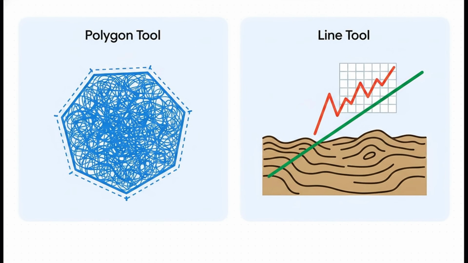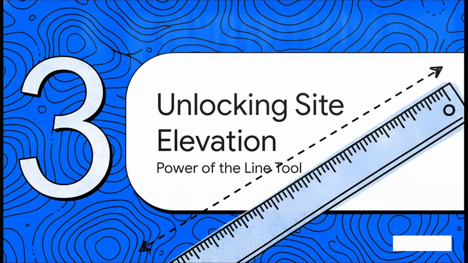Real quick, before we move on, we need to clarify a vital software distinction to prevent any headaches later. The polygon tool is fantastic, for sure, but it only provides area and perimeter data. The line tool, on the other hand, provides distance, bearing, and a dynamic elevation profile. And actually, that distinction sets up what I consider to be the single most powerful feature we're looking at today. Section 3.